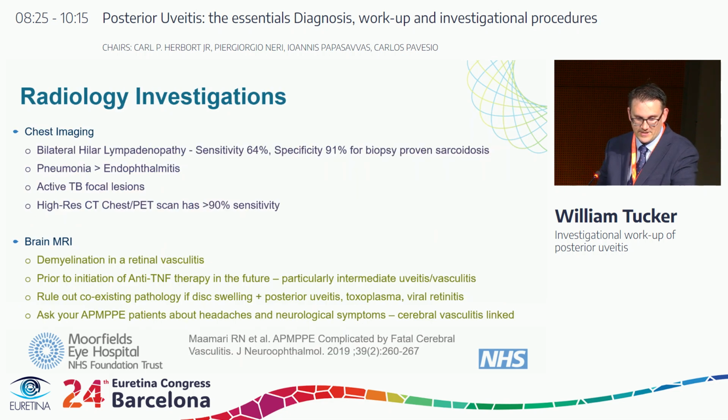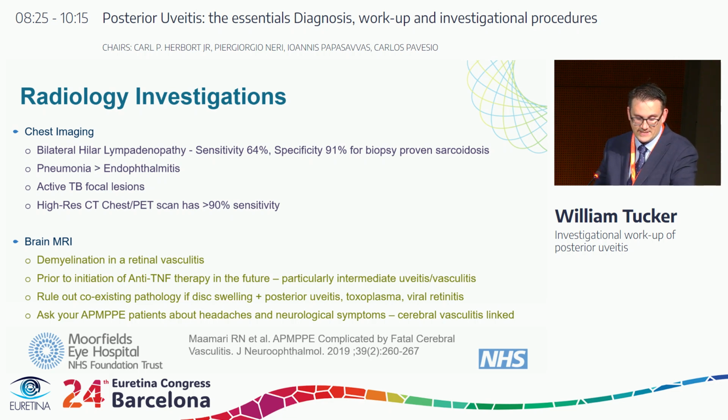So radiology, I'm going to show the case next. We do chest x-rays for bilateral hilar lymphadenopathy, which can be sensitive and specific for sarcoidosis. We may show signs of infection. We may show active TB lesions. We know that high-res CT chests are more sensitive.